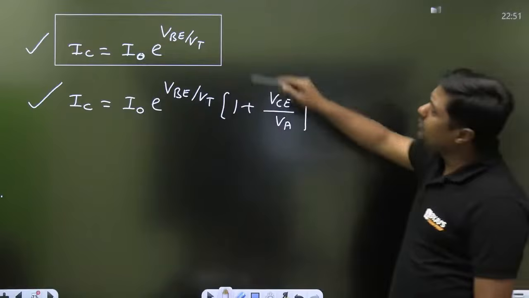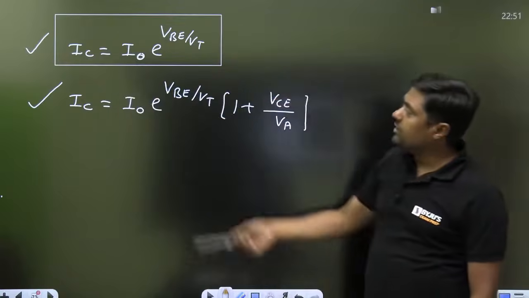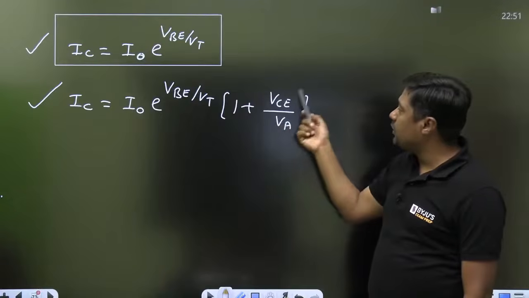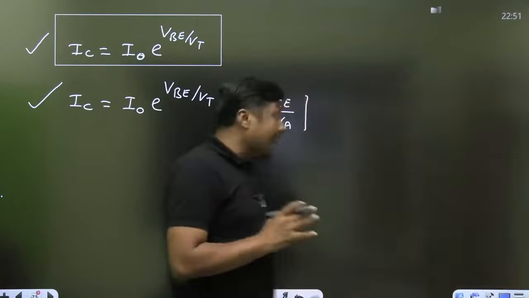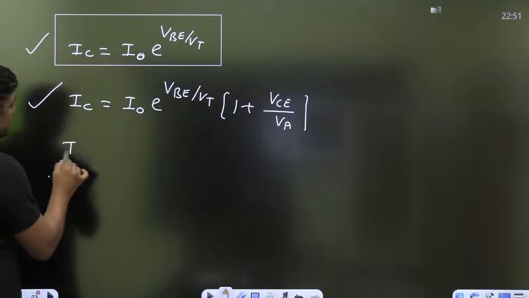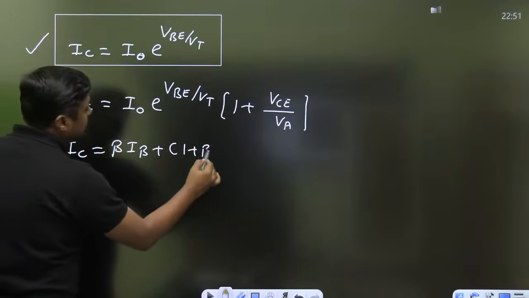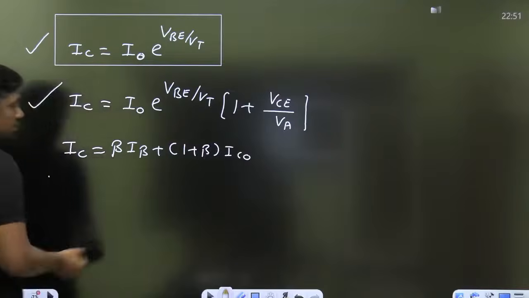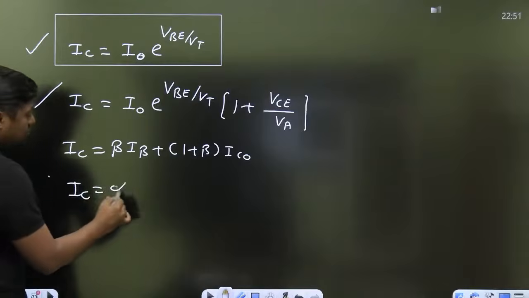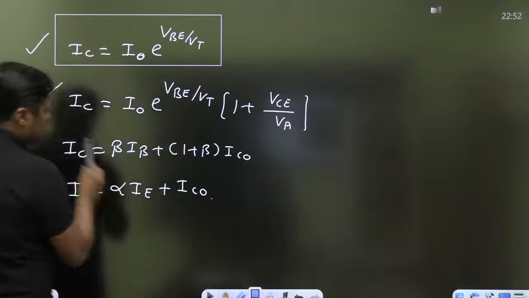They will give you the value of VBE, reverse saturation current, VT. You have to find the IC. If the early effect is given, then you have to multiply it with what? 1 plus VCE by VA. Then we can find the formula for IC. Second, in active region, IC is equal to beta IB plus 1 plus beta times of ICBO. It is also applicable. IC is equal to alpha IE plus ICBO.